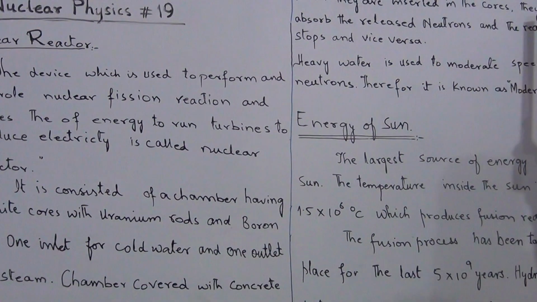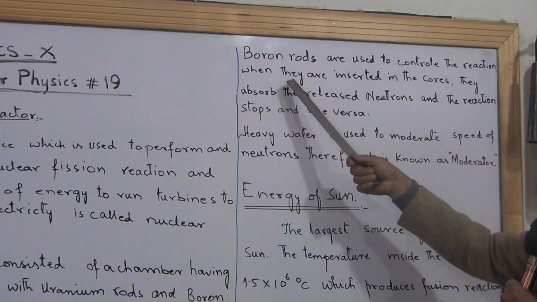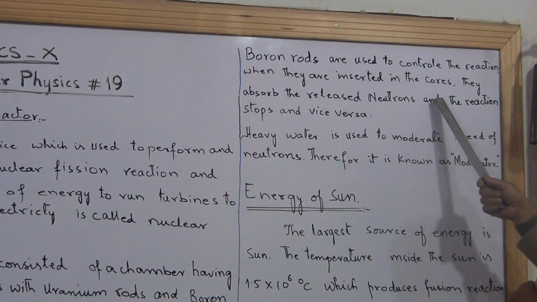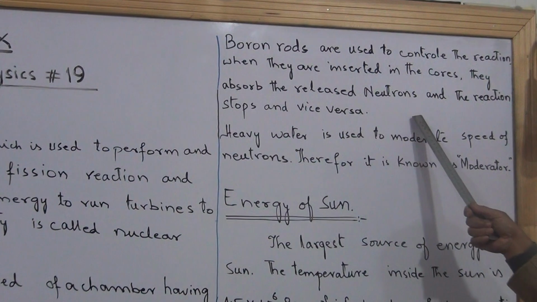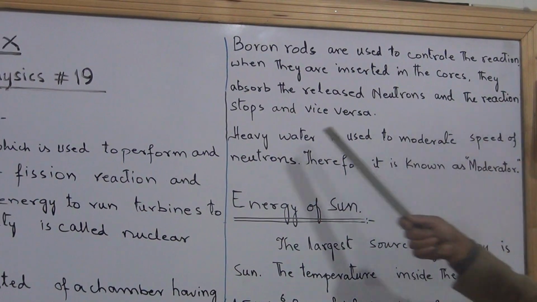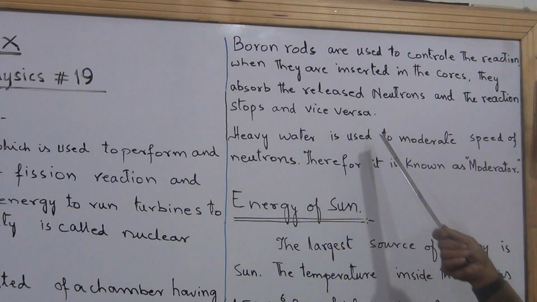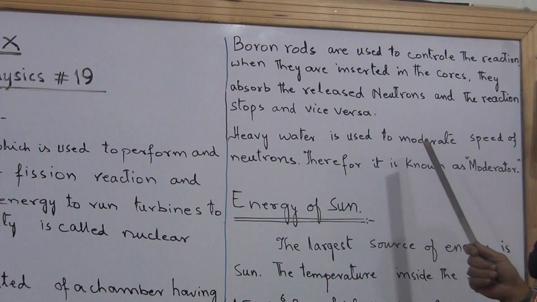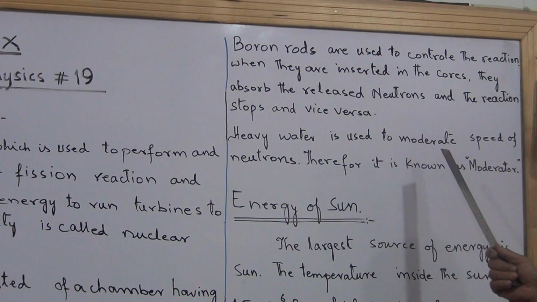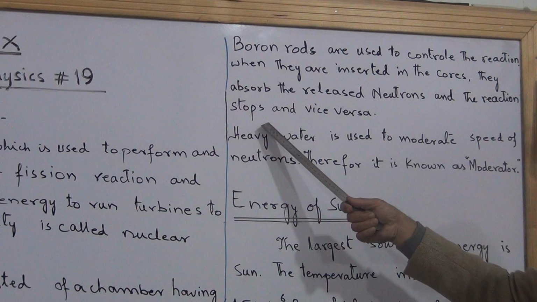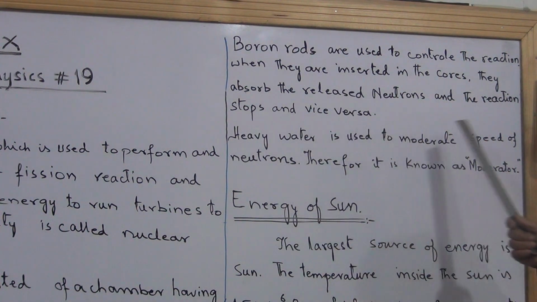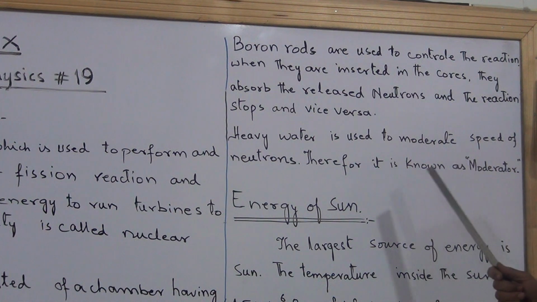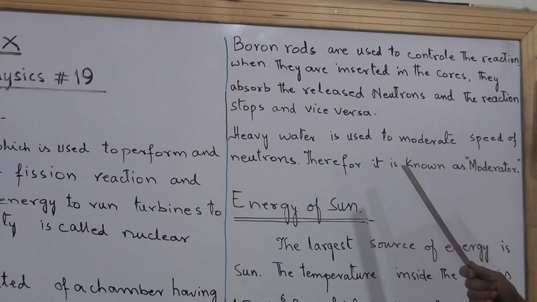Now, boron rods are used to control the reaction. When they are inserted in the cores, they absorb the released neutrons and the reaction stops, and vice versa. Means when they are taken out from the cores, the released neutrons again start to bombard the nuclei and energy is released.